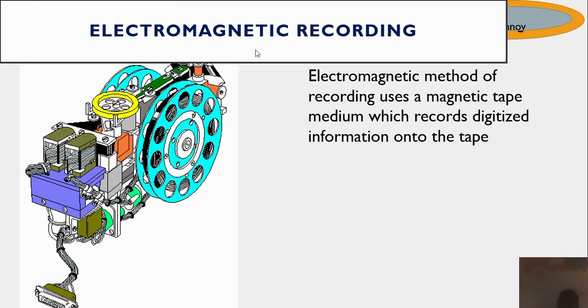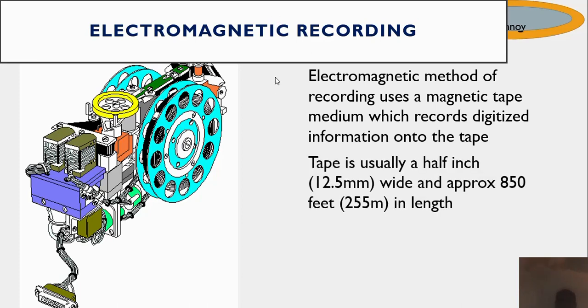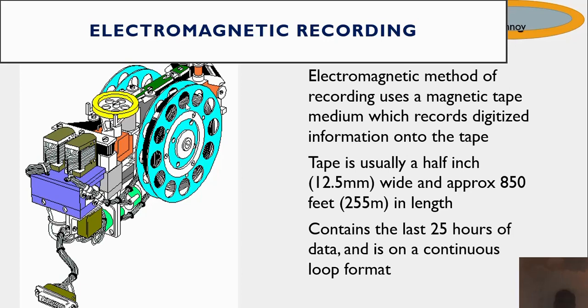We see the electromagnetic recording, how it was done. The electromagnetic method of recording uses a magnetic tape which records digitized information onto the tape. The tape is usually a half-inch, that is 12.5 millimeters wide, approximately 850 feet, which is 255 meters in length. It contains the last 25 hours of data and is in a continuous loop format.